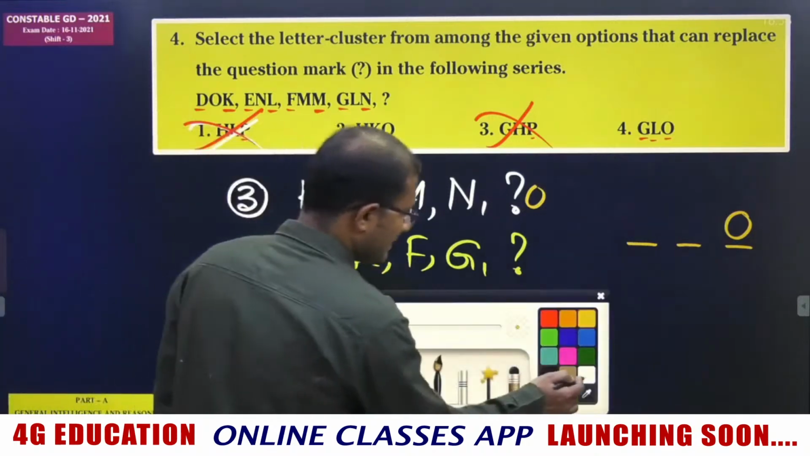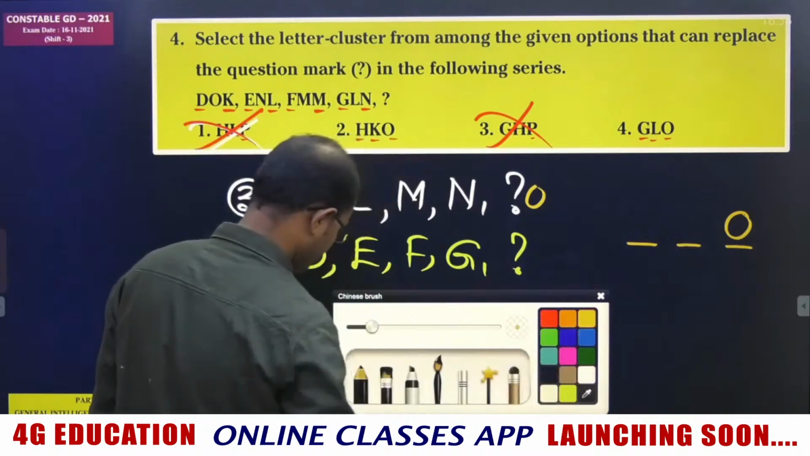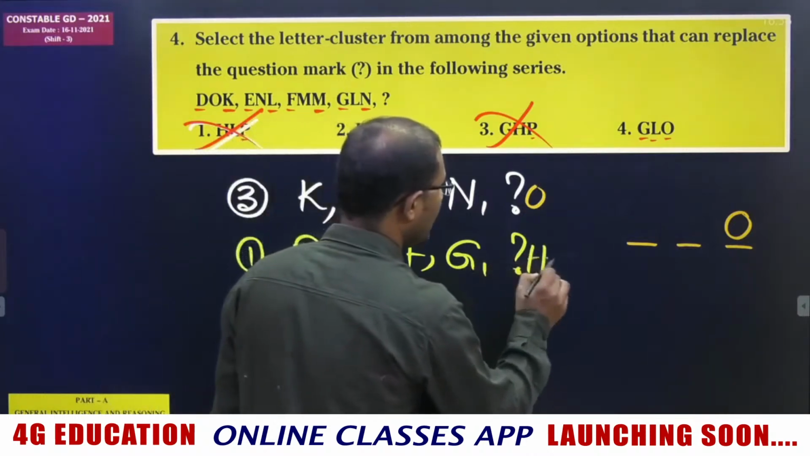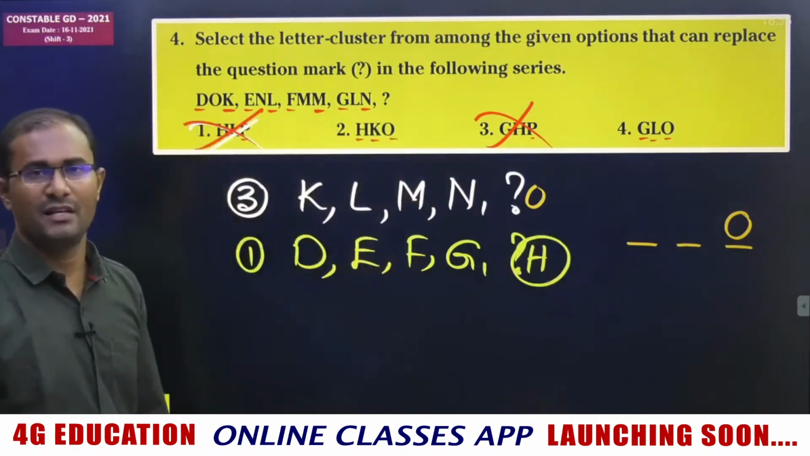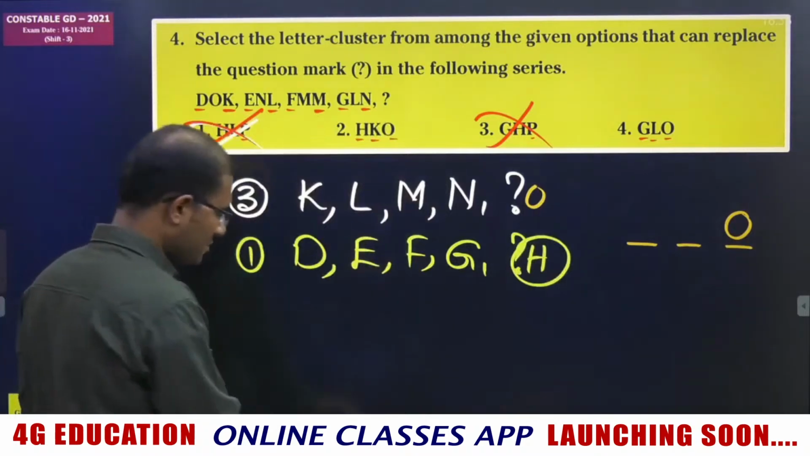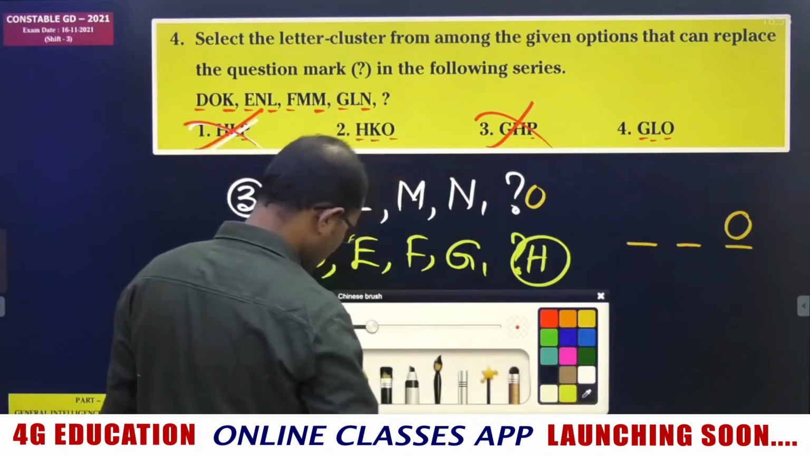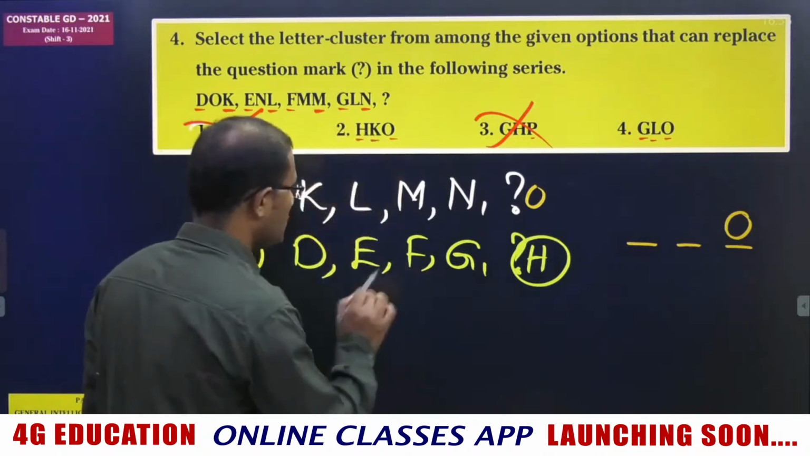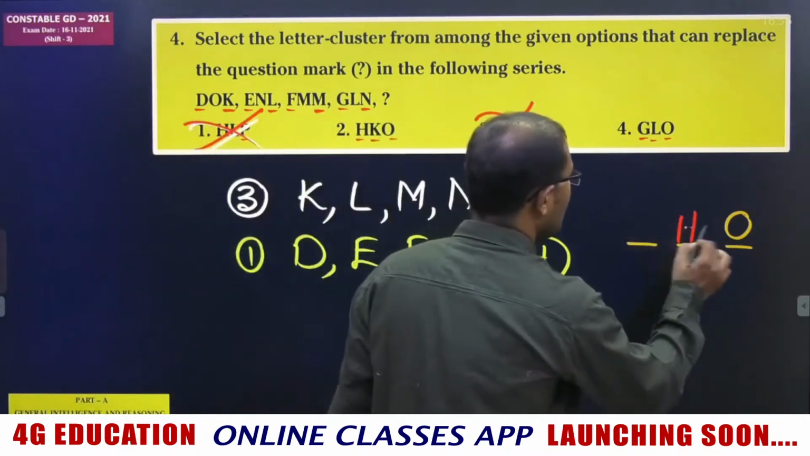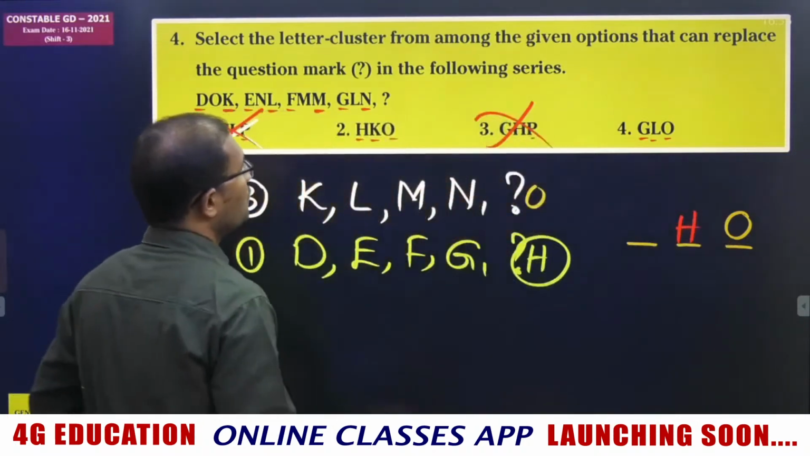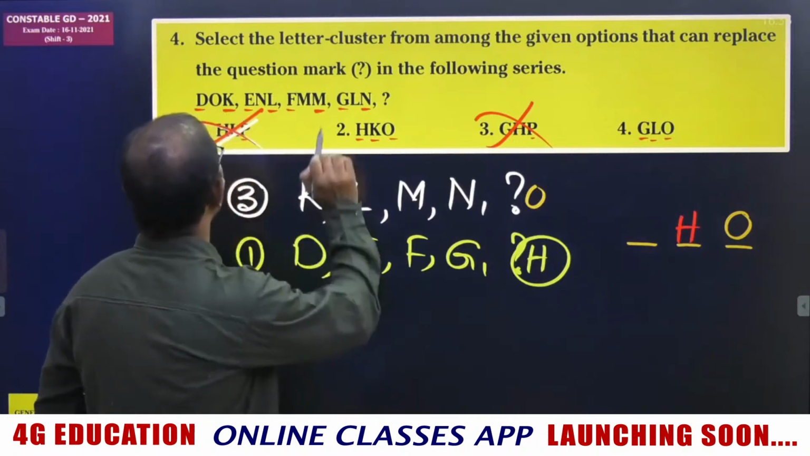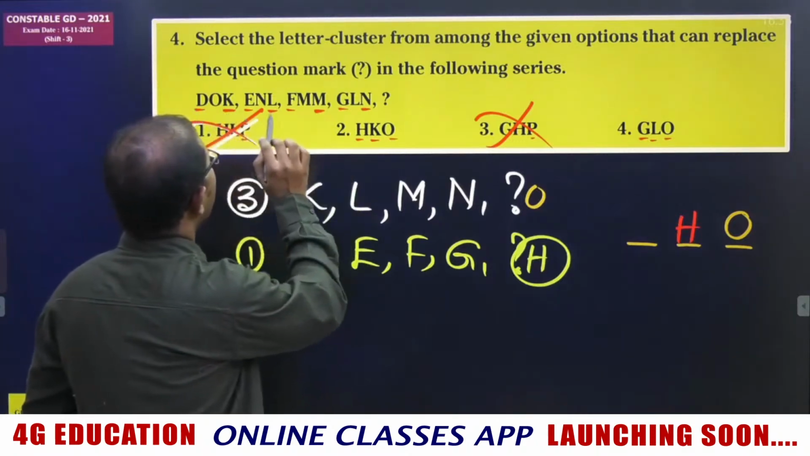Now the next letter has to be definitely after G we have to get H, because all these letters are present in a sequence of the English alphabetical order. So in these two options, the option which is having H in the second place, otherwise in the middle place, would be the right answer. Okay, so here D, E, F.